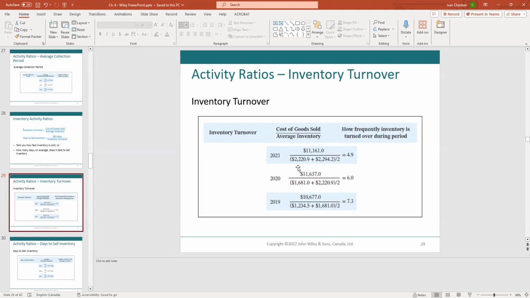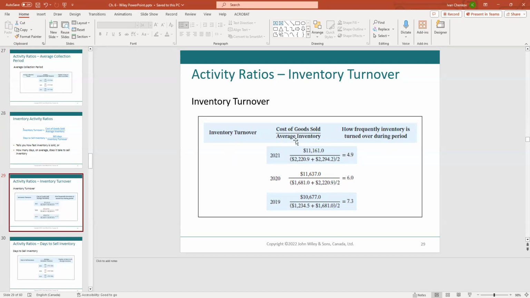Now, what drives our inventory? What would drive this number? Obviously, cost of goods sold, but cost of goods sold is our denominator, right? If the cost of goods sold goes up, the inventory turnover is going to go up, correct? The average inventory, however, is the opposite. If the average inventory starts going up, the turnover is going to start going down.